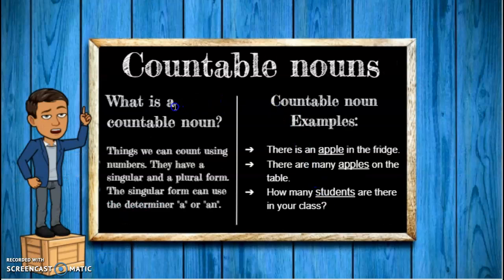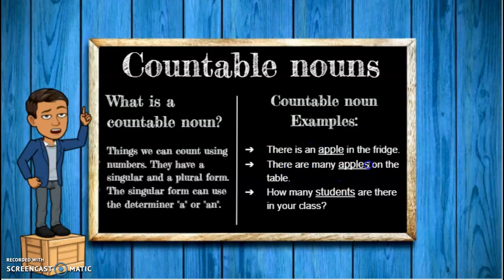Okay, what is a countable noun? Countable nouns are things we can count using numbers. They have a singular and a plural form. Okay? For example, there is an apple in the fridge. In this case, the countable noun is apple.